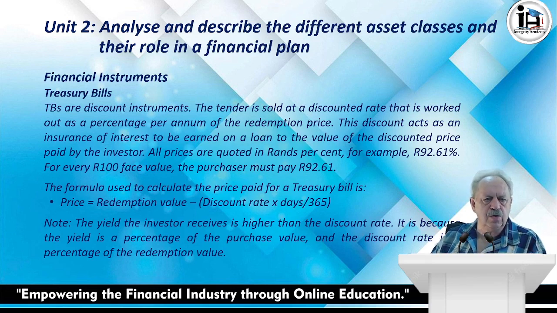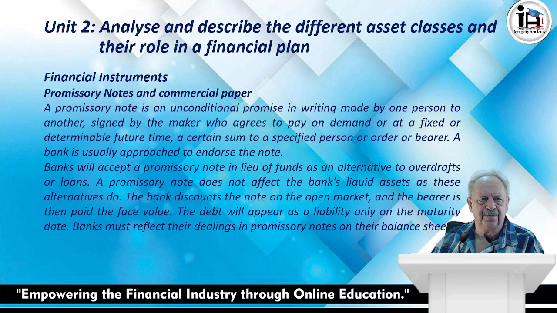The formula used to calculate the price for treasury bills is: price equals the redemption value minus the discount rate times days divided by 365, being the days in the year. Note, the yield the investor receives is higher than the discount rate. It is because the yield is a percentage of the purchase value and the discount rate is a percentage of the redemption value.